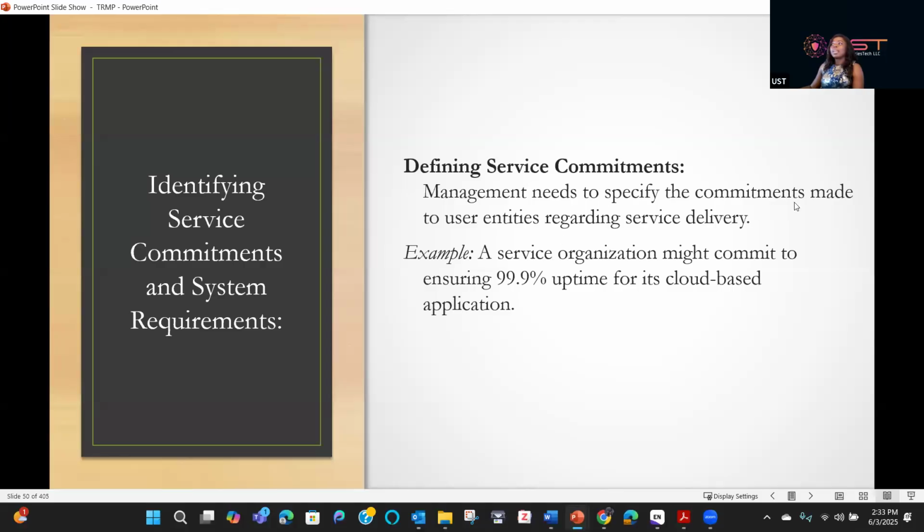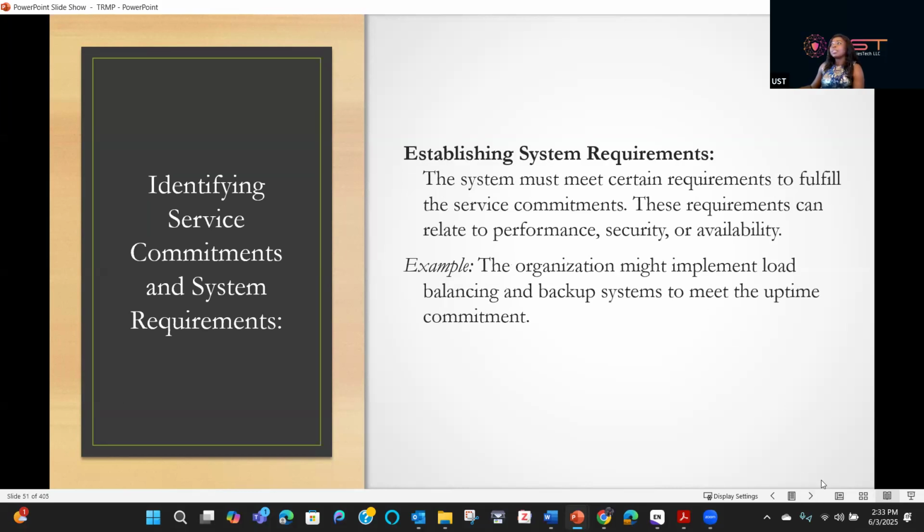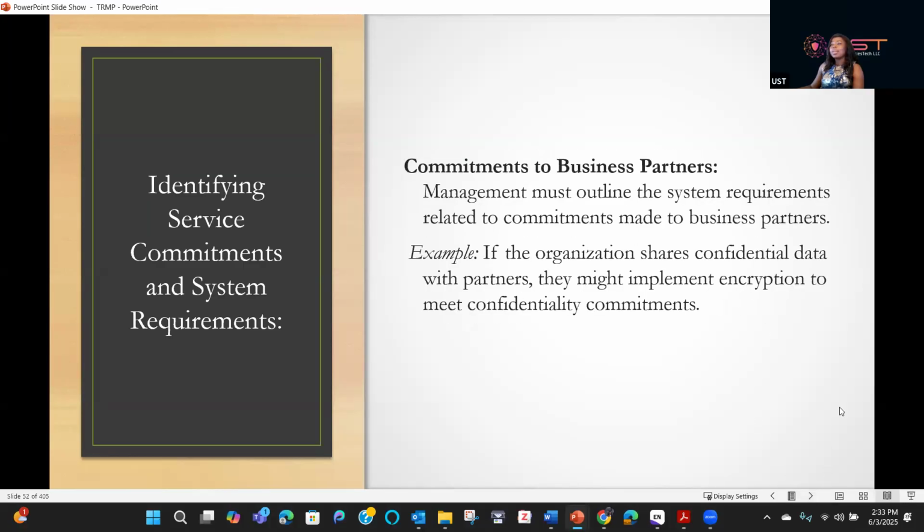And then defining service commitment. Management needs to specify the commitment made to user entities regarding service delivery. A service organization might commit to ensuring 99.99% uptime for a cloud-based application. Establishing system requirements. The system must meet certain requirements to fulfill the service commitment. These requirements can relate to performance, security, or availability. The organization might implement load balancing and backup systems to meet the uptime commitment.